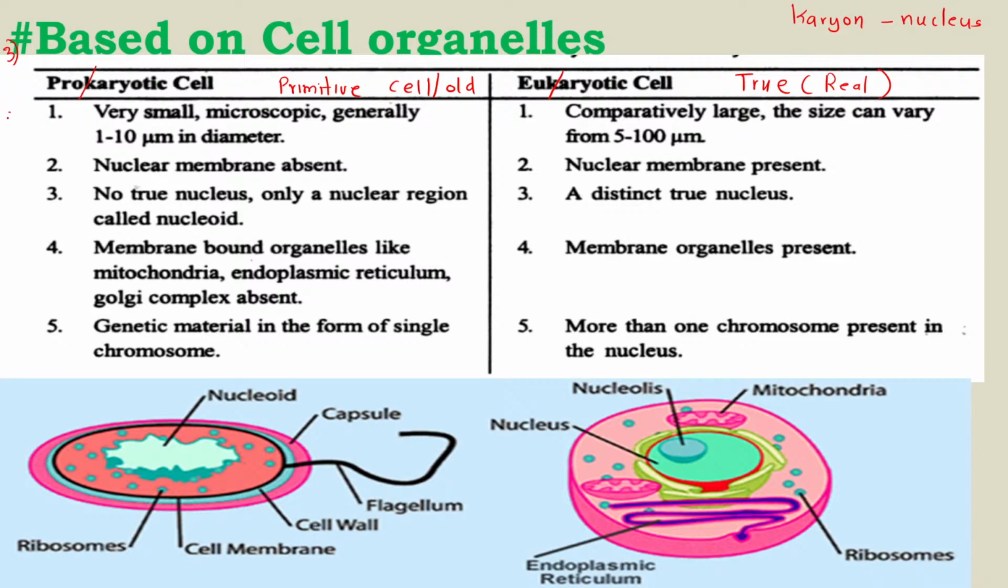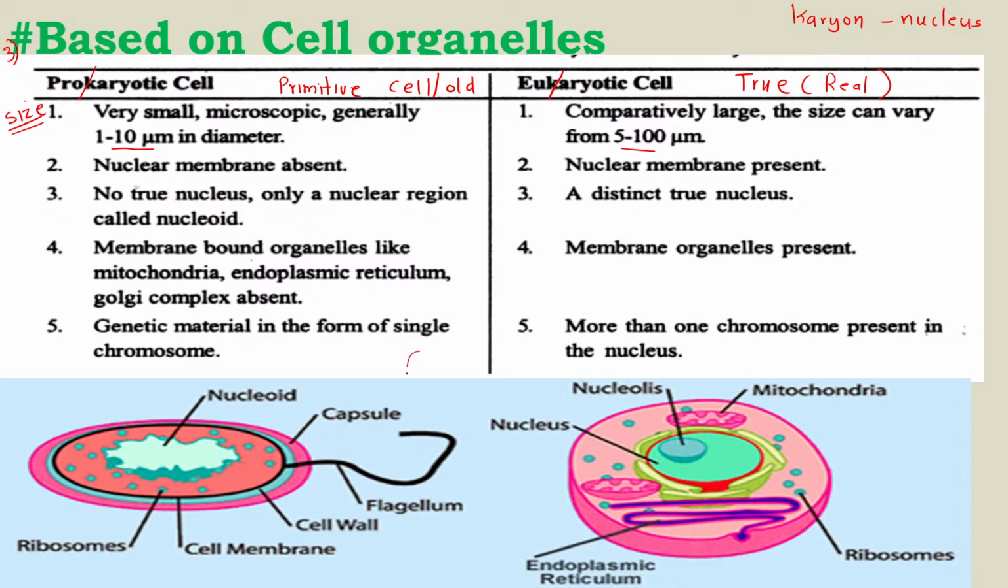Let us understand first the size of these. Prokaryotic cells are very, very small, generally microscopic. The organisms which have prokaryotic cells are very, very tiny organisms. Basically, most of the microscopic organisms will come into this group. The size is 1 to 10 micrometer in diameter. Eukaryotic cells, those organisms which contain eukaryotic cells, the size will be comparatively larger, 5 to 100 micrometer. In this primitive or old cell, the nucleus is absent.